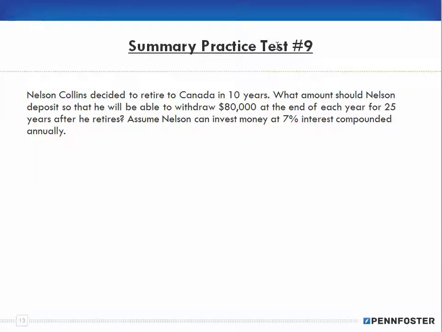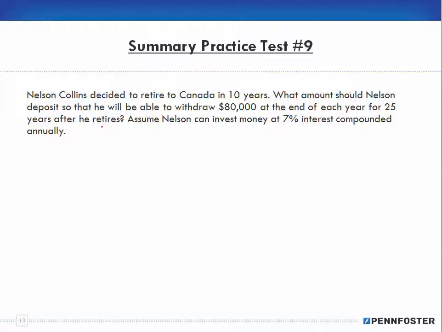Okay, number 9. Nelson Collins decided to retire to Canada in 10 years. What amount should Nelson deposit so that he will be able to withdraw $80,000 at the end of each year for 25 years after he retires? Assume Nelson can invest at 7%, compounded annually.